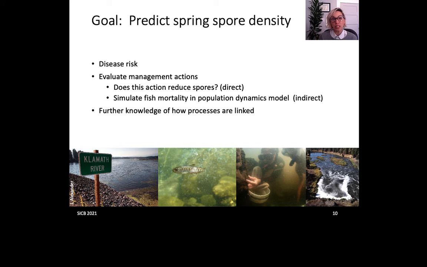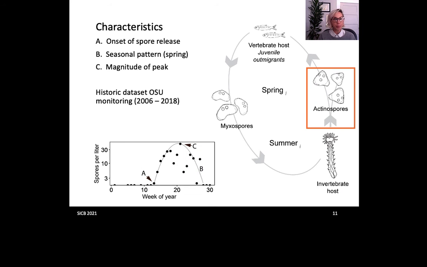So our objective was to develop a model of C. shasta density to predict some of these key characteristics of seasonal spore density patterns that relate to disease risk for outmigrating juvenile salmon. This model is also needed to evaluate management actions, such as directly assessing the impact of proposed flow regimes in reducing spore density, or indirectly as a submodel for existing management tools that estimate disease-caused mortality of juveniles.